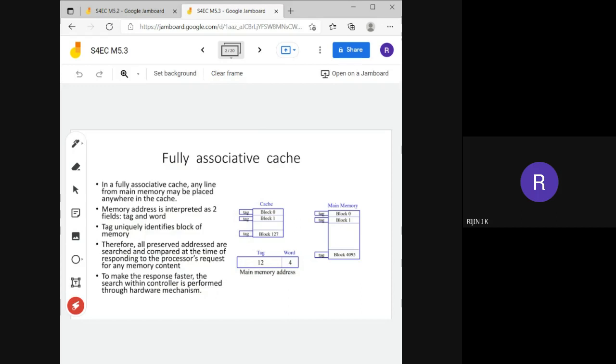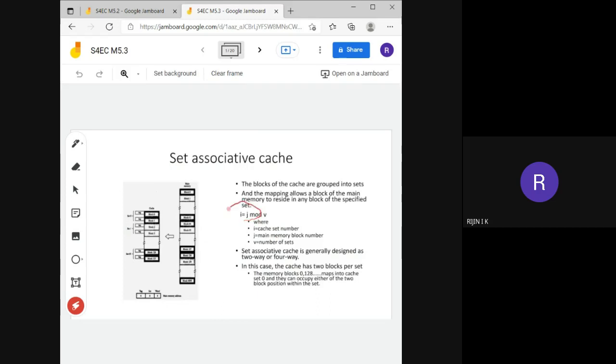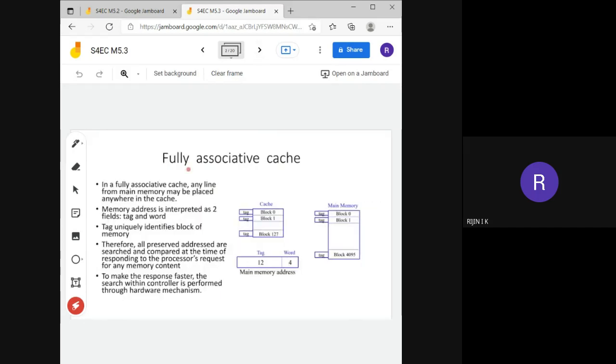In direct mapping, we studied the equation. In set associative mapping, this is the equation: I is equal to J mod V. That means the cache blocks are grouped into sets, and this will be the memory mapping function. And the last, fully associative, means a main memory block can be placed anywhere in the cache line. So that is fully associative cache memory.